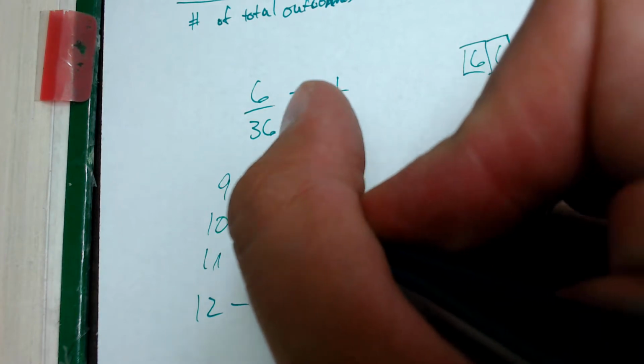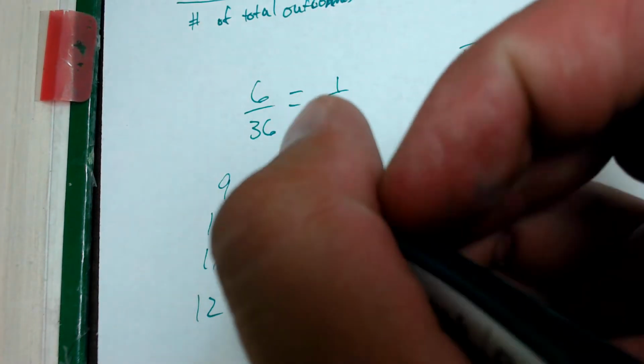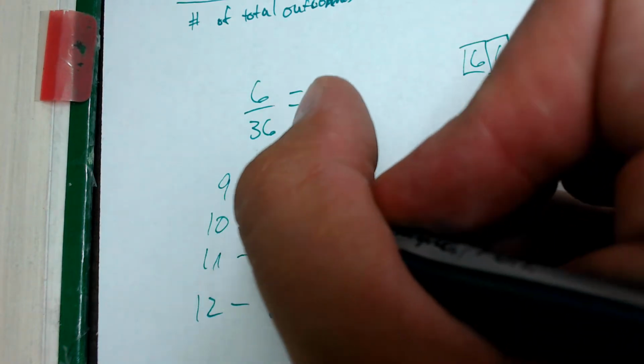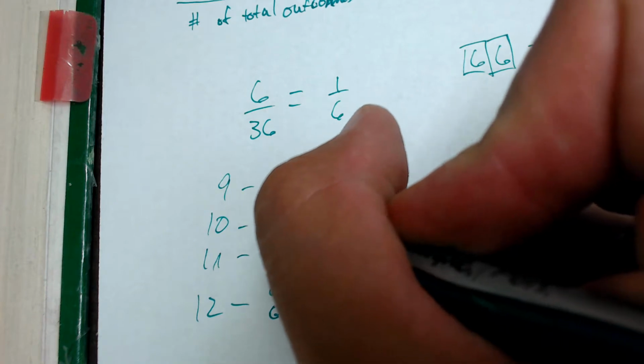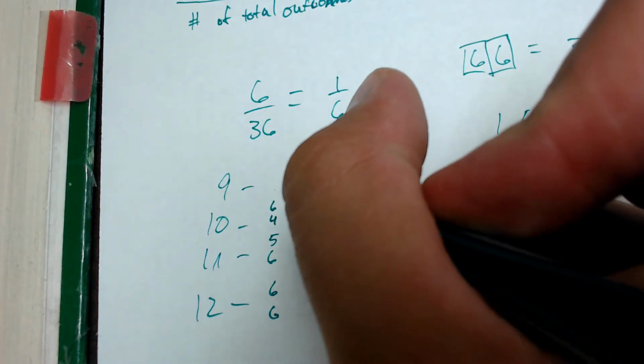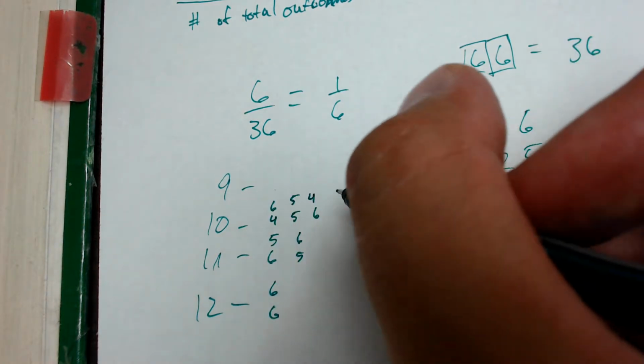10. Let's see here. I can't do 1 and 9 because there's no 9-sided dice. So let's start at the highest number, 6. I could do 6 and 4. I could do 5 and 5. And then I could do 4 and 6. And then I can't do 3 and anything else. So I've got 1, 2, 3 possibilities there.